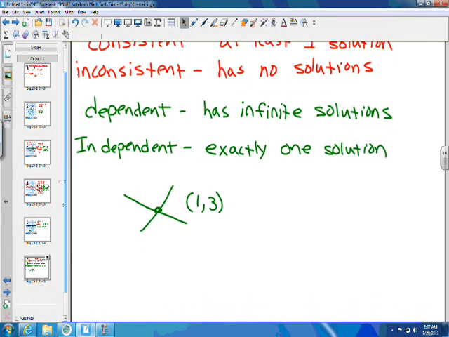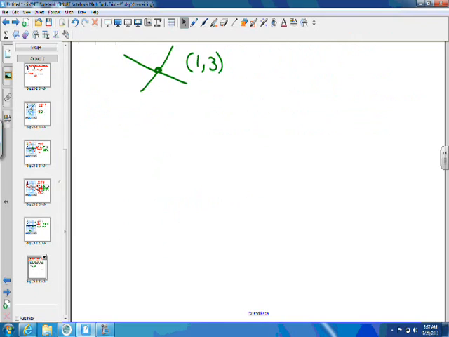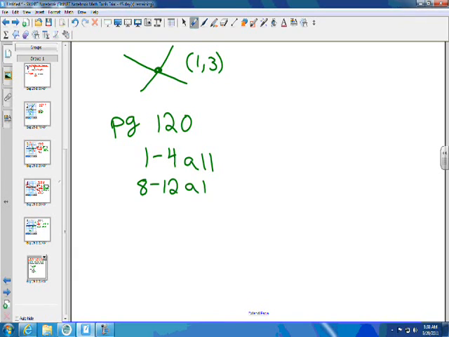So the problems that you are doing from section 3.1 are on page 120. One through 4, all. 8 through 12, all. 14 through 24, even.